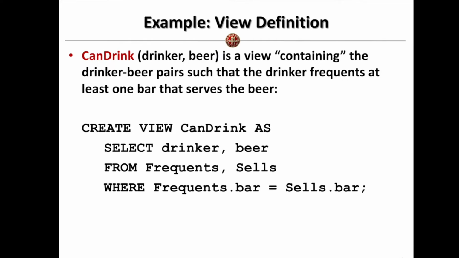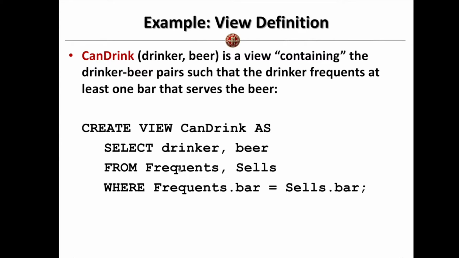Right? We'll provide you with an example. And we plan to create a view. It's called CanDrink. CanDrink has two attributes, drinker and beer. It is a view containing the drinker-beer pairs such that the drinker frequents at least one bar that serves the beer. I think the query is very easy to write, right? You can write this query very easily by joining the two tables together.